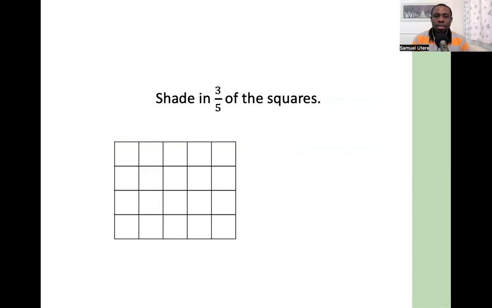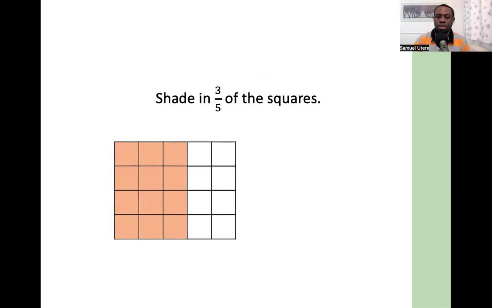If we want to shade 3/5 of these squares, you can see that we have groups of 5. So remember, 3/5 means 3 out of every 5. So if we decide to shade 3 out of every 5, we would have this.